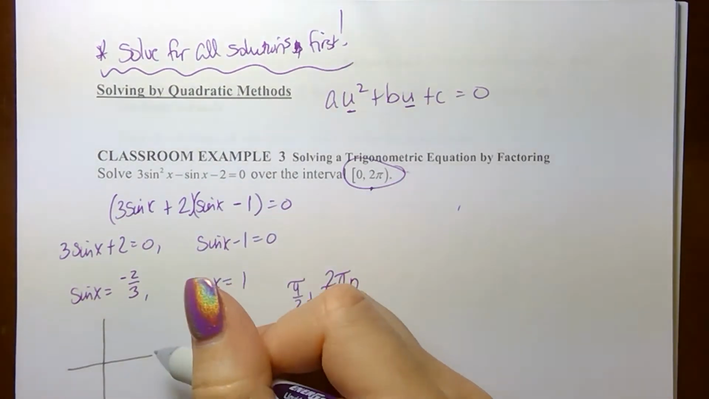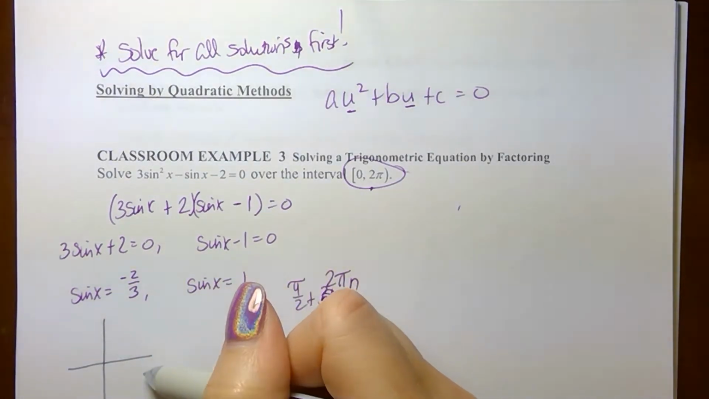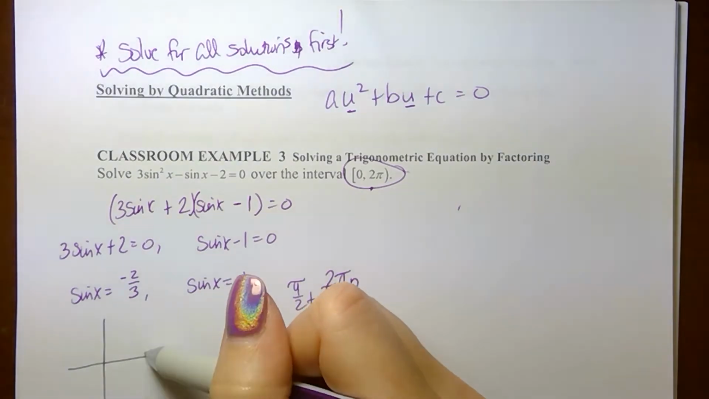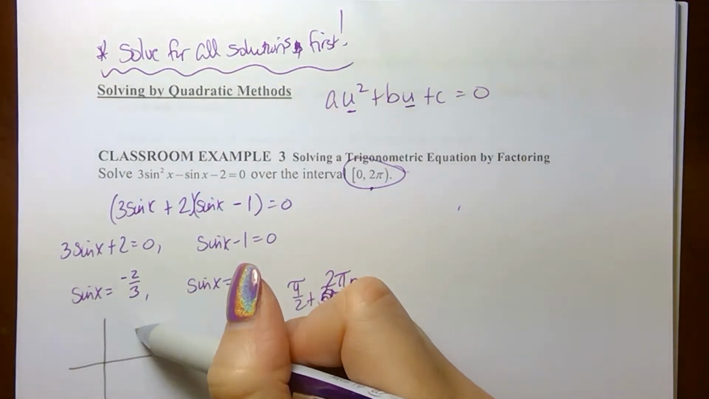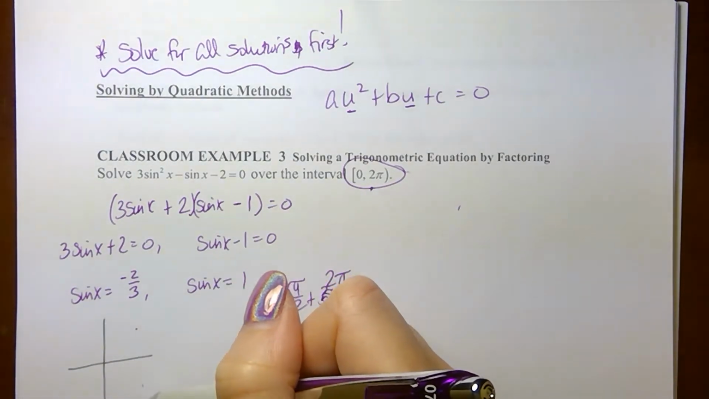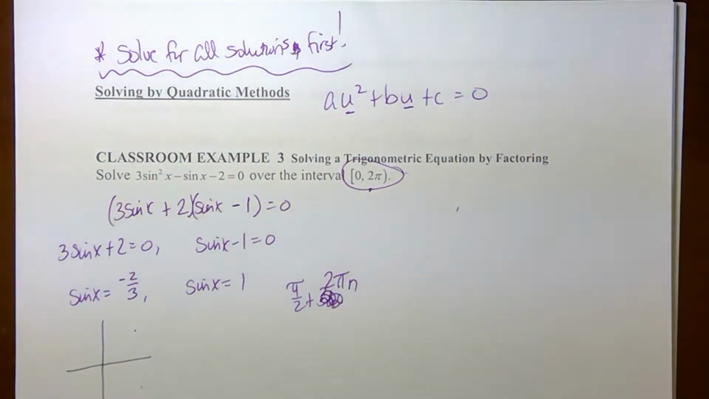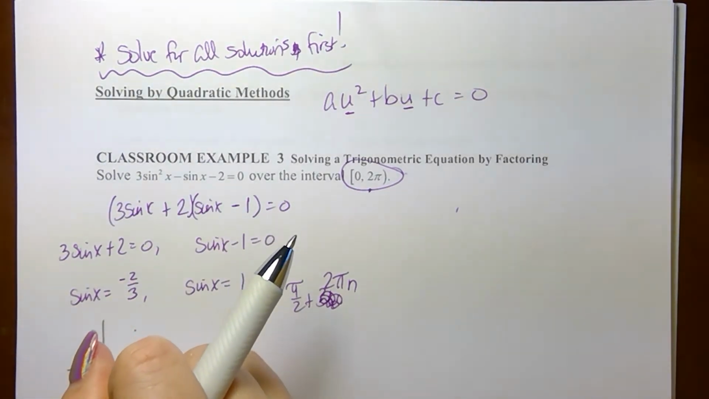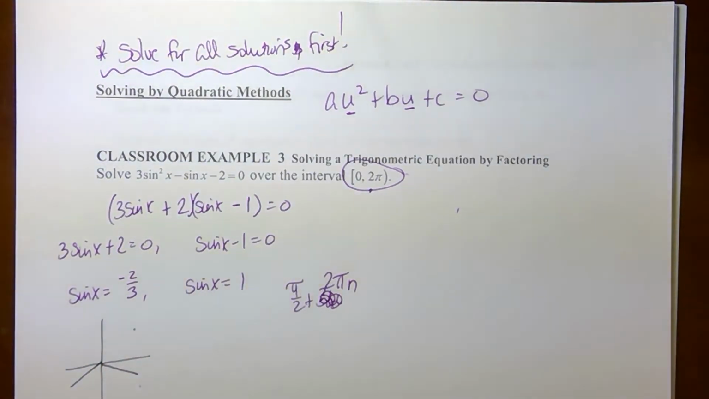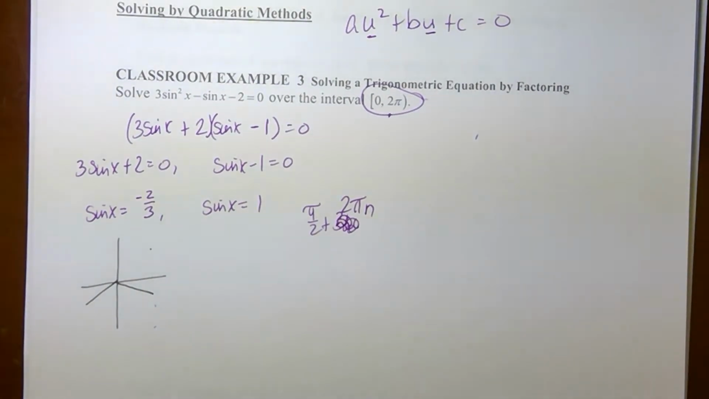Now I know that when I use my calculator, I'm going to get an angle because sine inverse is restricted to quadrants 4 and 1. Sine is going to be negative in quadrant 4. Now I know that sine is also negative in quadrant 3. I'm going to have to figure out what that value is going to be though. My calculator won't give it to me.